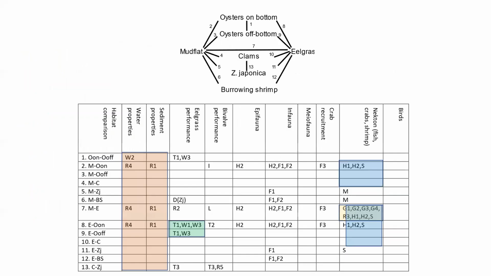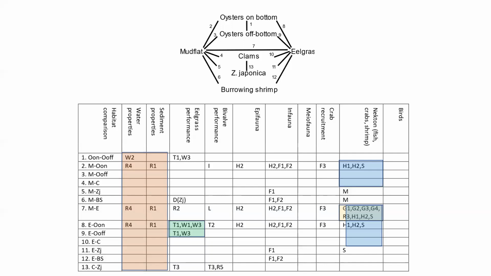So I will actually just spend a little bit of time on this, which was an effort on my part to think about what do we know about different habitat comparisons. I put mudflat on one side and eelgrass on the other side, and a number of additional habitat types in our estuaries in the middle, and then drew lines between pairs of habitats that I thought would be most interesting to compare. It's not all of them.